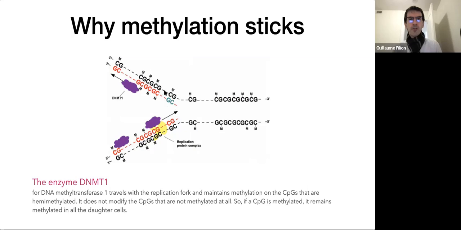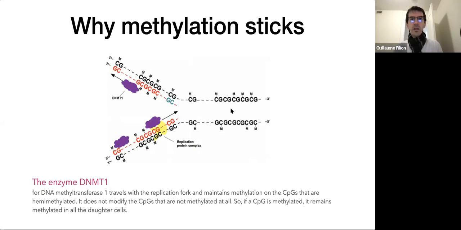Okay, you see this example, right? For some time, here this is another example, for some time they were hemimethylated, which means only the parental strand has got the methyl group, but the daughter strand hasn't yet had time to receive the methyl group. And that's the job of the enzyme DNMT1, to complete these methyl groups that are missing. It does not modify the CpGs that are not methylated at all.